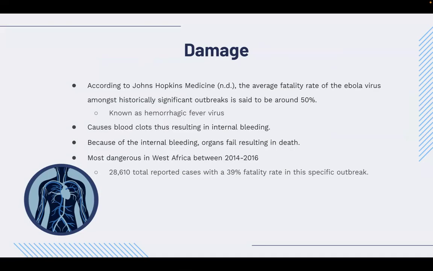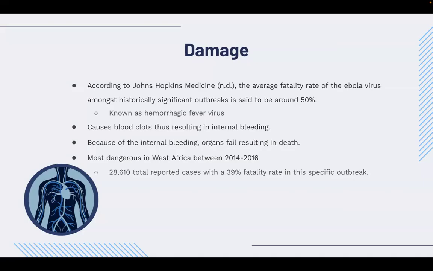is said to be around 50%. It is known as a hemorrhagic fever virus because it reduces the ability of the body to blood clot, which causes internal bleeding. Because of this internal bleeding, organs fail, resulting in death. It affects organs like the kidneys and the spleen.